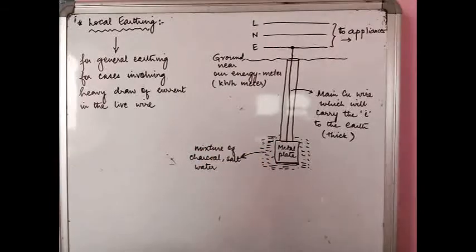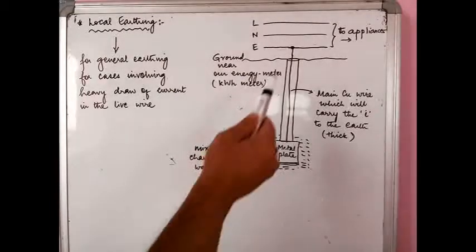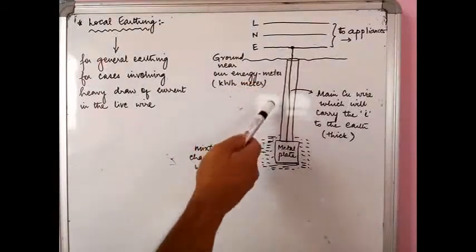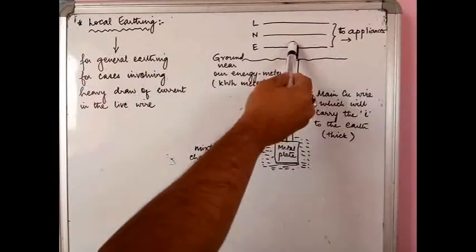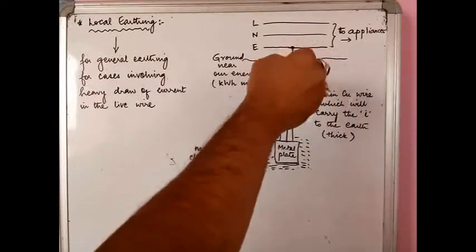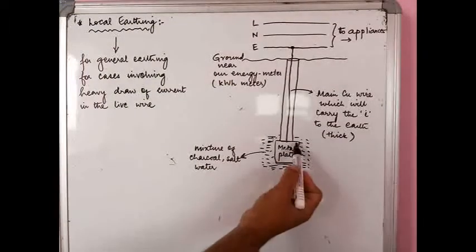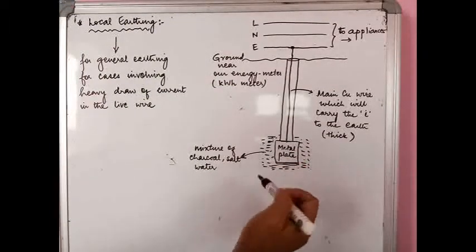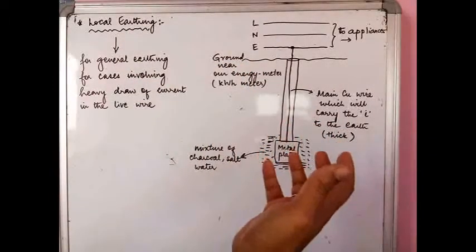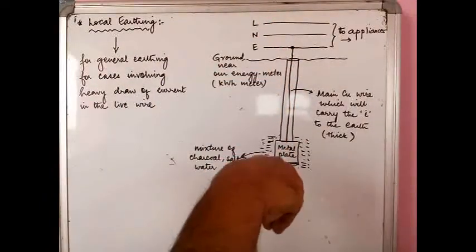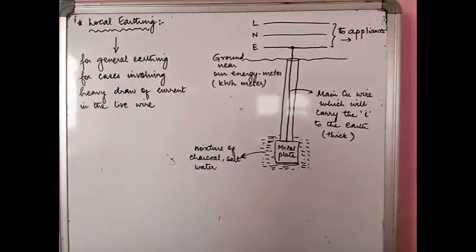So there is a hole, 2 to 3 meters deep, that is dug near your energy meter. In this hole there is a thick copper wire which is connected right here with the earth wire, and it goes down deep below, and at this end there is a metal plate of a large surface area. Why? Because in case of heavy current draw in the live wire, you want to take all the current down to the earth very quickly. There is such a huge draw of current that it has to be supplied to the earth in a quick fashion. Therefore you need to have a larger surface area.